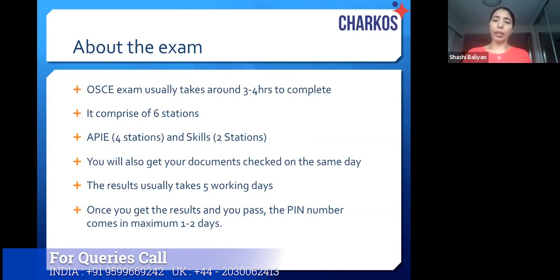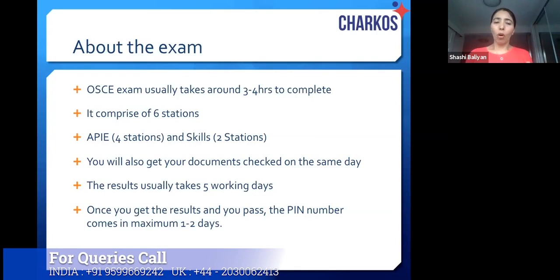So it takes around 3 to 4 hours to complete for one person. The total number of stations that you have to do is 6. Now, the 6 stations are divided into 2 types. One is APIE, where there are 4 stations, one station each for A, P, I, and E. And there are 2 skill stations. We will go into more detail on what APIE means and what skills means in the subsequent slides. But you will need to sit 6 stations.